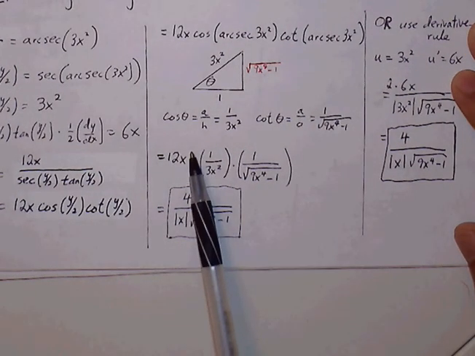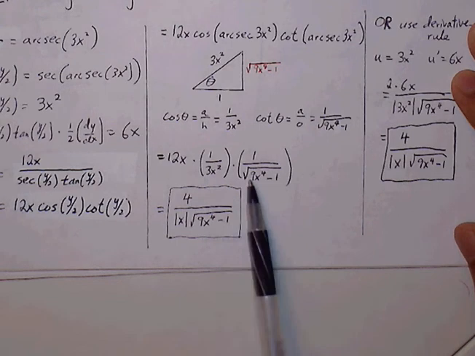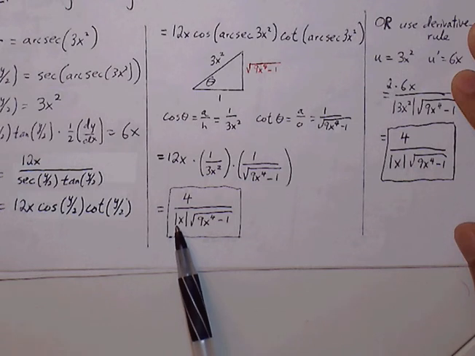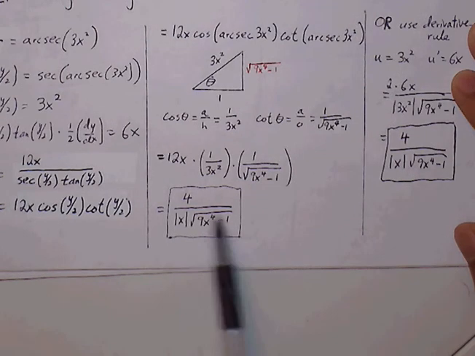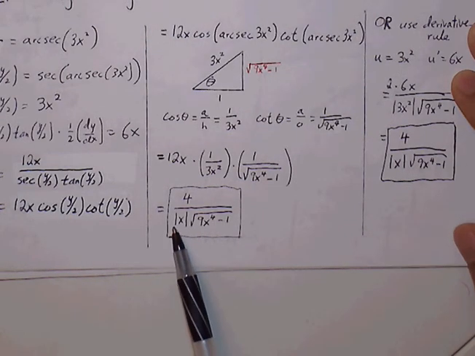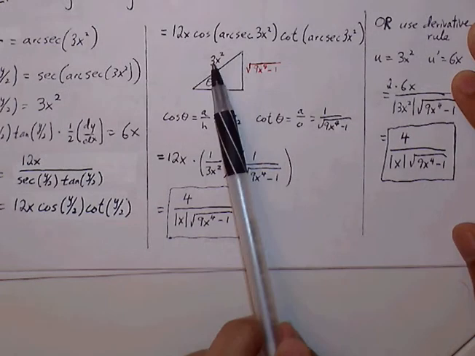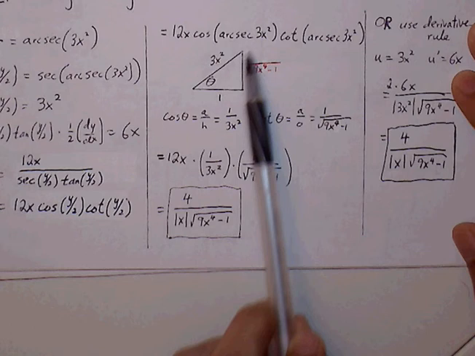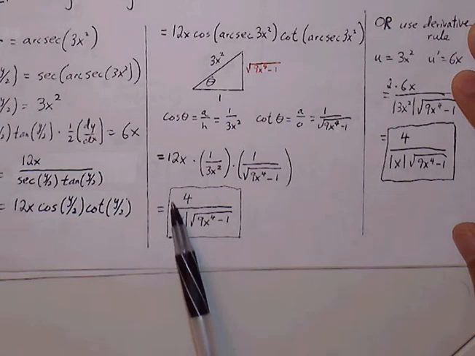Okay. We can put all this into one fraction. The 12 and 3 cancel out to be 4. x and x squared cancel out to be x. And then square root of 9x to the fourth minus 1. Okay. We need absolute value of x because the hypotenuse can never be negative. So this x has to have an absolute value bar around it.